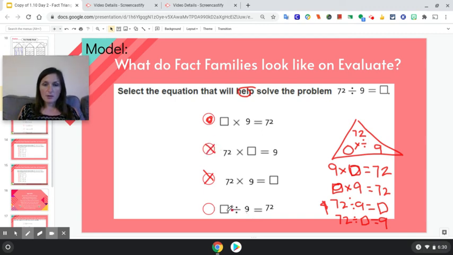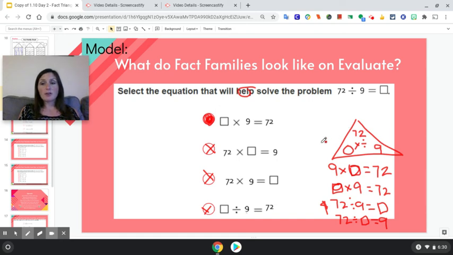Let's see the last one. Blank divided by 9 equals 72. Well, that set equals 72. Those are both multiplying, not dividing. And over here, when I see divided by 9, that was 72 divided by 9. So I know that one's not the right answer either. So I know the correct answer has to be this first one.